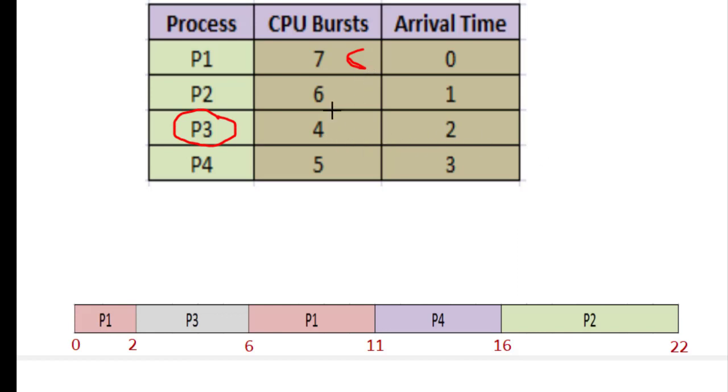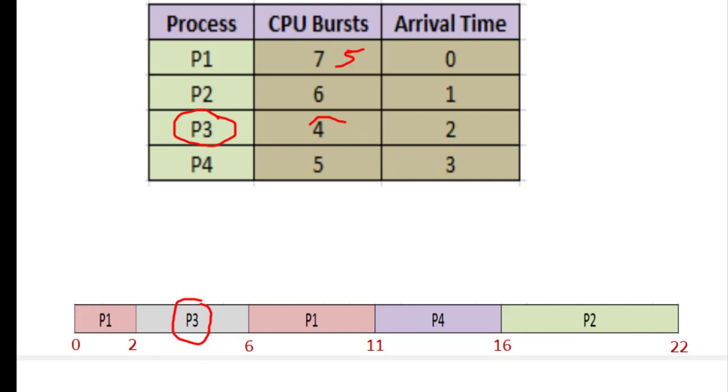Now the remaining time of P1 is actually 5, and the new process which arrives in the system is 4. So this process is preempted, it is taken out, and P3 goes for execution from 2. Now because it is of 4 milliseconds, 2 plus 4 is 6.